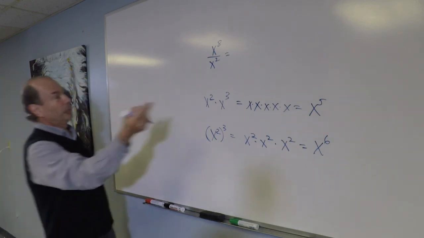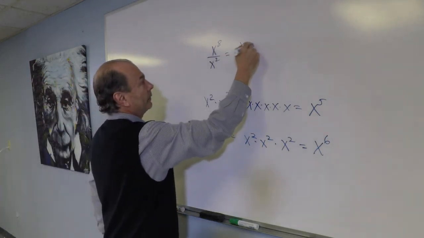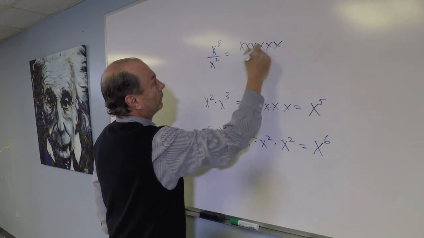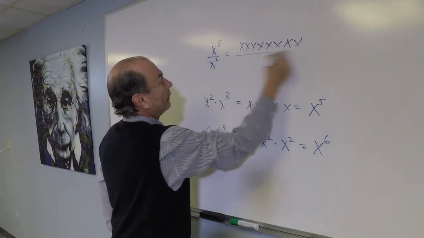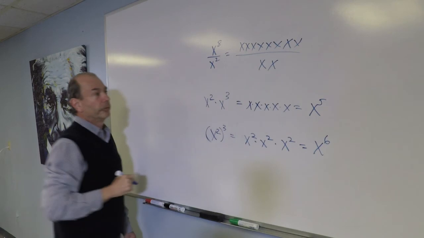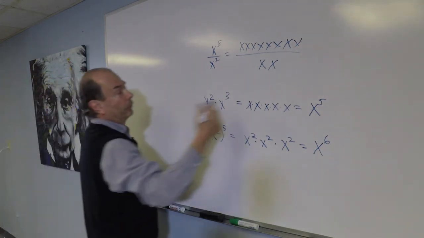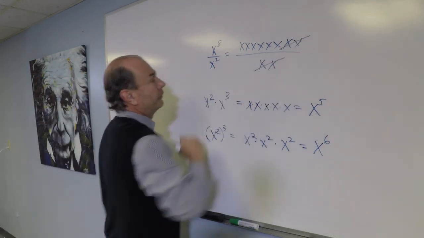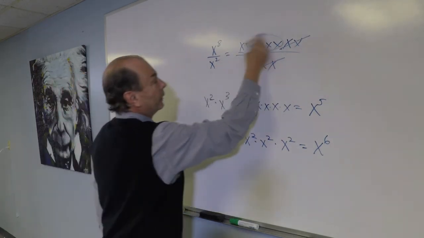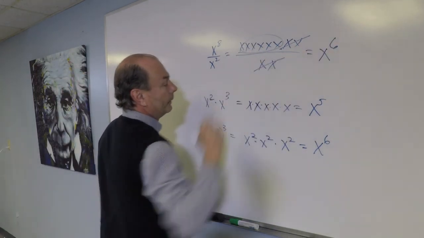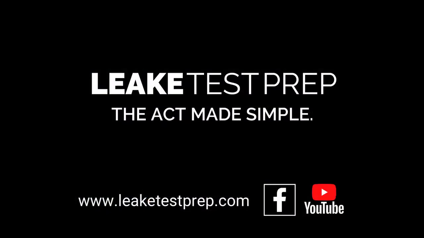So again, just do what the notation tells you. It says to multiply x 8 times, 1, 2, 3, 4, 5, 6, 7, 8, and divide it by 2 x's multiplied together. So what would you do? Well, you would cancel or divide 2 x's up and down, and that would leave you with, sure enough, x to the 6th. And that's your answer. Okay? Common sense.